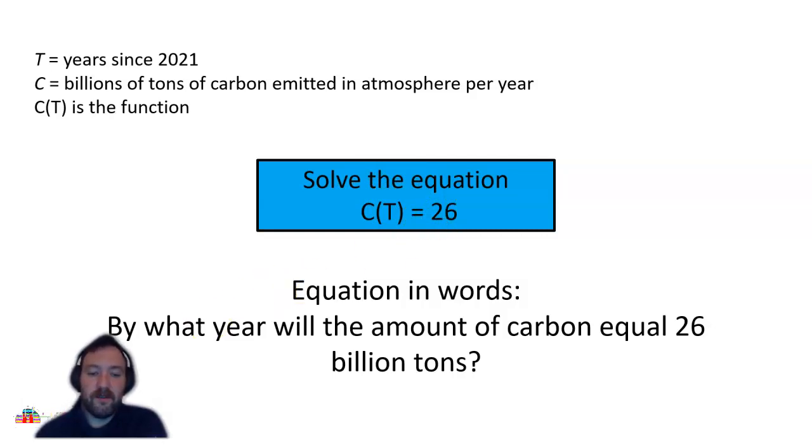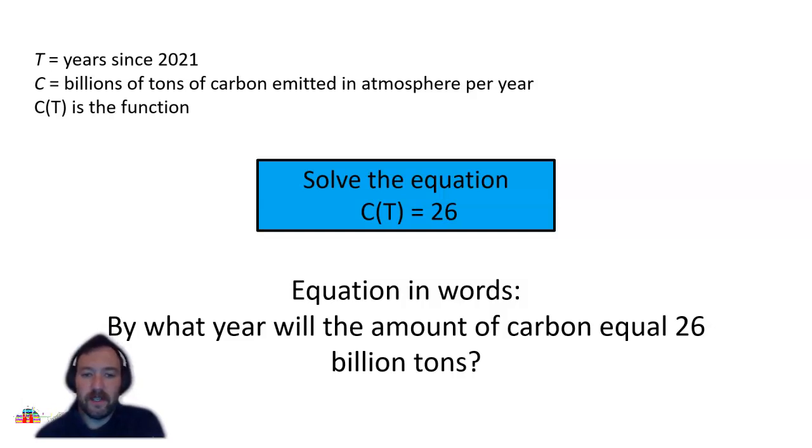This equation in words is asking by what year, right? The unknown here is the T. That's the input we're looking for. Remember, we don't know the input with an equation. We're trying to find that input. By what year will the amount of carbon C equal 26 billion tons? If you're wondering, this 26 is about half of what we currently emit per year. So a good question to ask might be, when will we achieve half of that emissions if we project along the current trends of how we're emitting?